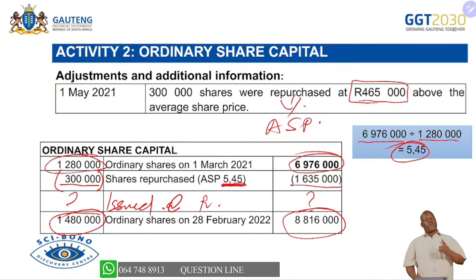And when you start from the bottom going up, what happens? Signs change. So it's going to be 8,816,000. This becomes plus, and this becomes minus. Even when we get here, we start from 1,480,000. This becomes plus, and this becomes minus. That's how you find the missing figures for the issued.